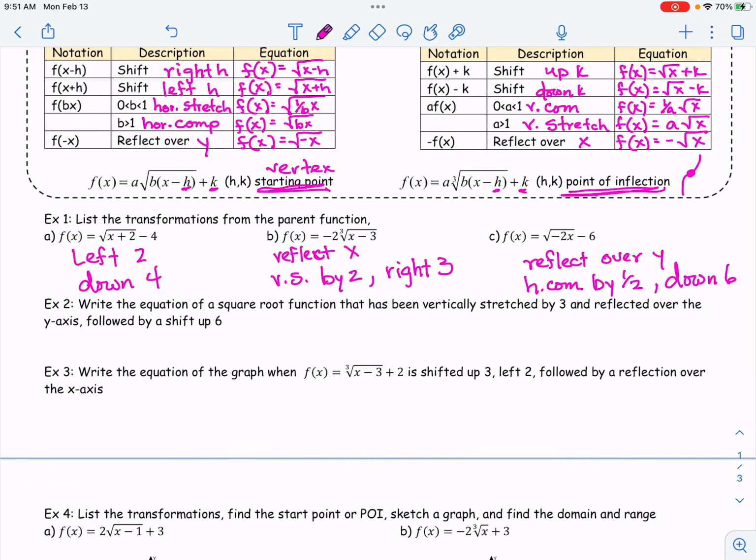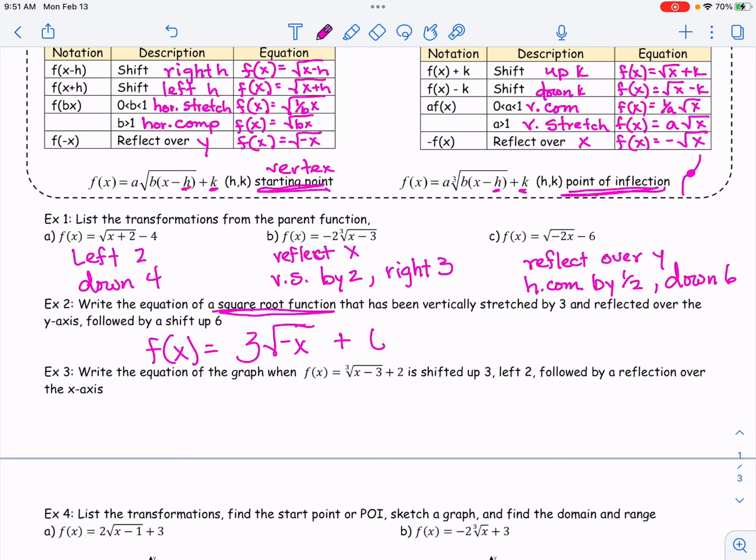Okay, we're going to write the equations. We first have to find out what kind of function it is. It's a square root function. Remember, on this, the order matters. So we know we're going to start out with a radical. It's been vertically stretched by 3, so there's a 3 on the outside. Reflected over the y, that means that x is going to be negative, and it's been moved up 6.